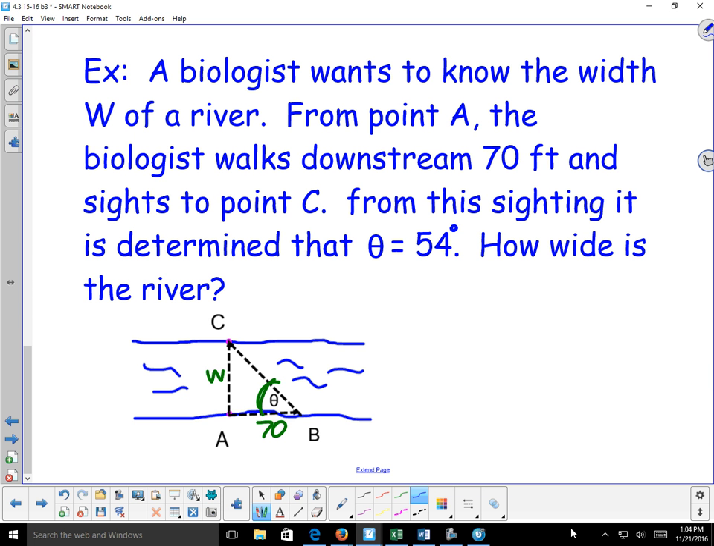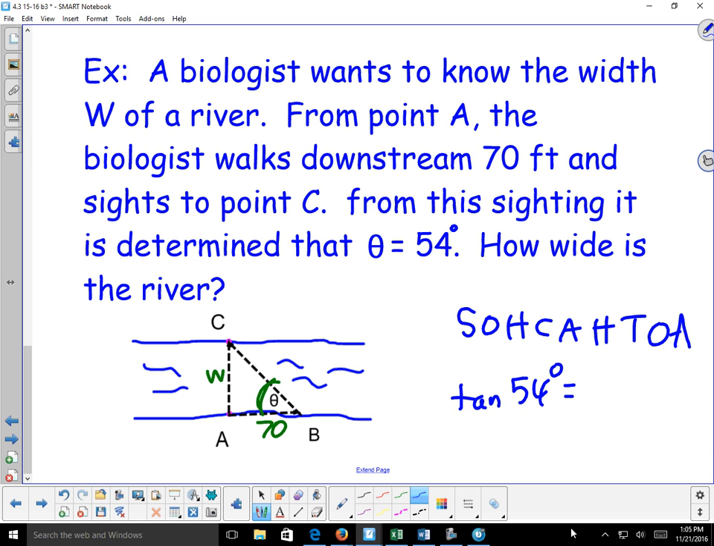Well, in this case, we do want to use SOHCAHTOA. So in order to do that, what would we use to set this up? Tangent. Tangent of what? 54 degrees equals? W over 70. Why did you choose tangent? Because tangent is opposite over adjacent. All right, opposite over adjacent. We wanted to find W and we knew 70. So we knew the adjacent side and we wanted to find the opposite side.